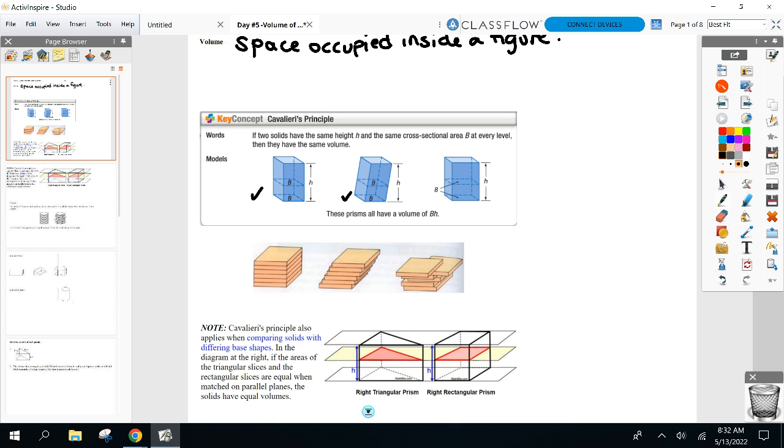Same thing here. Whatever you want to call these, pizza boxes, whatever. They all have the same volume, even though this one's nice and sturdy, the middle one's okay, and then the third one's just a hot mess. All right, they all have the same volumes. Why? They all have the same height. And if I took a cross section of each, they're all going to have the same area. So that means they have the same volume.